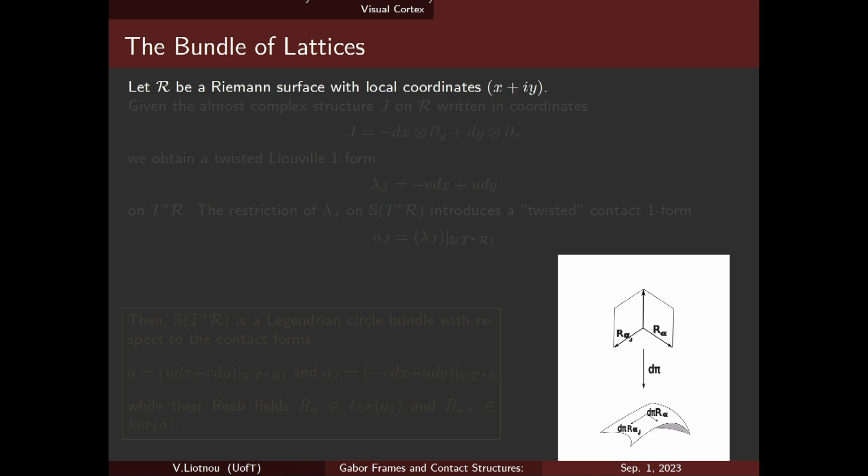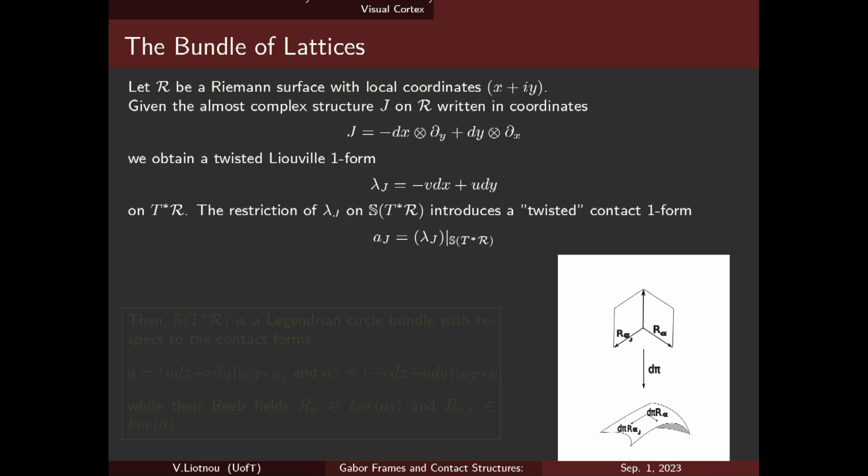If we assume that x and y are the local coordinates of a Riemann surface, and given the almost complex structure on the retina, here it's integrable due to its dimension, but it generally doesn't have to be. We just need an almost complex structure. We can obtain a twisted Liouville form on the cotangent bundle of the retina. So we have the standard Liouville form, and using the almost complex structure, we twist it a little bit.